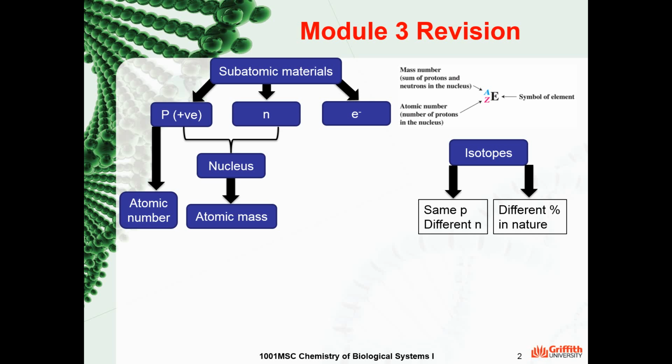Isotopes have different abundances in nature. The final concept we covered in this part was the atomic mass unit. We mentioned that the standard for this unit is the isotope carbon-12.